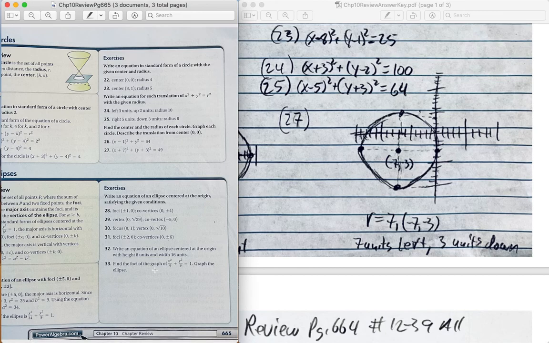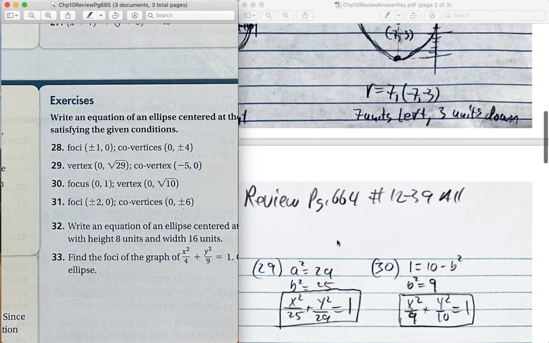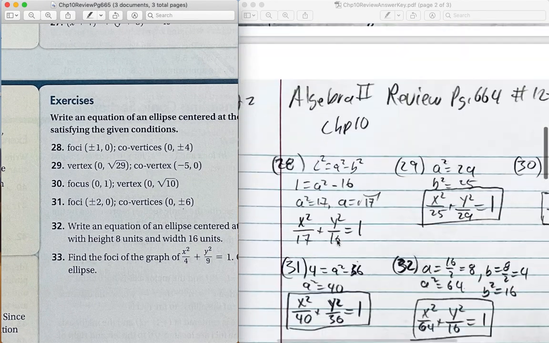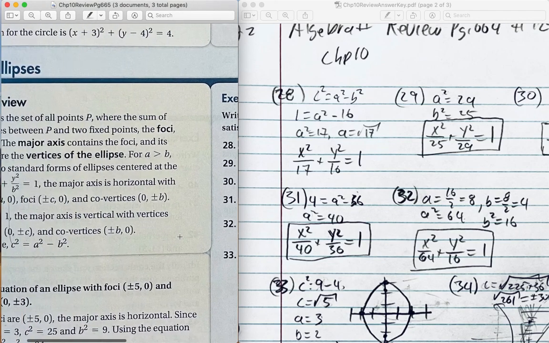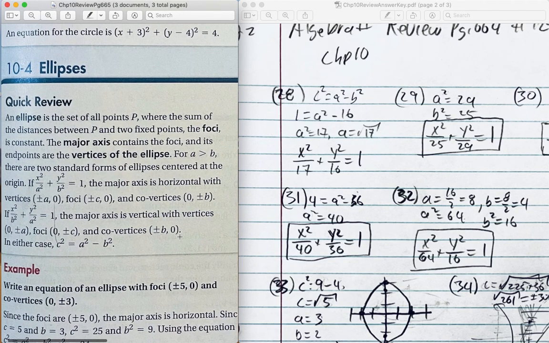Circles. Ellipses. Elongated circles with 2 centers. Ellipses have 2 focuses called 2 foci. They occur along the major axis, which is the axis that contains the 2 foci and the endpoints of the ellipse, and then they're called the vertices.